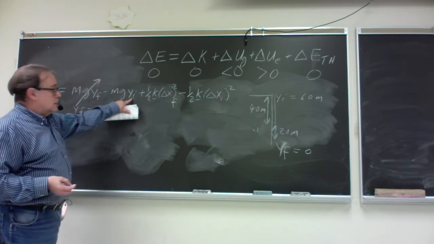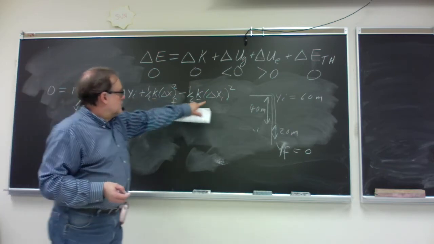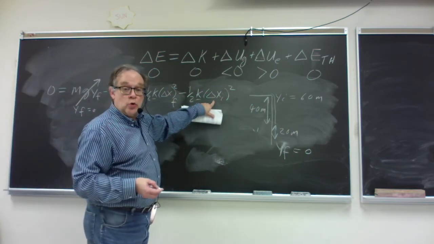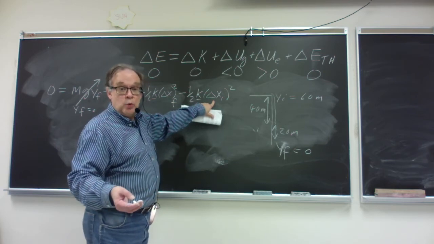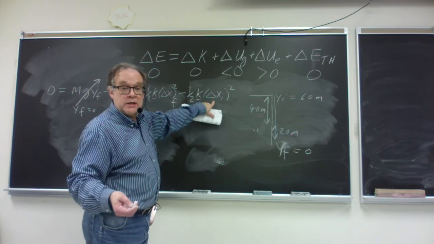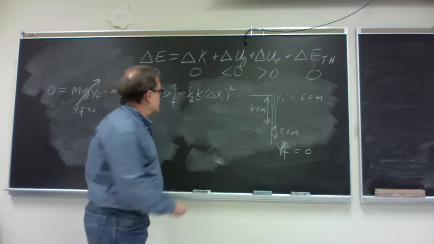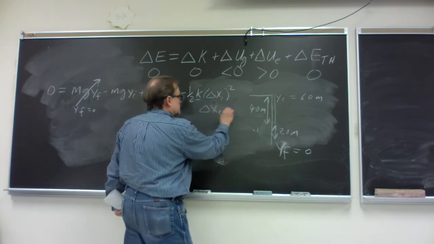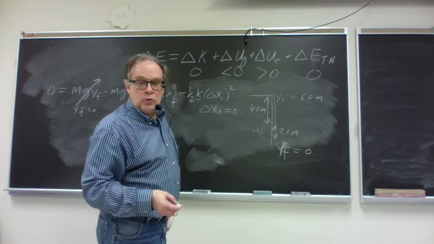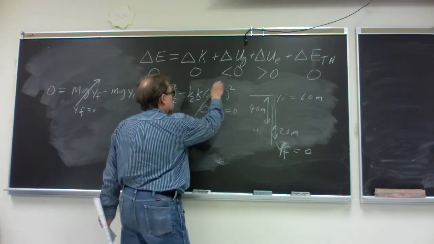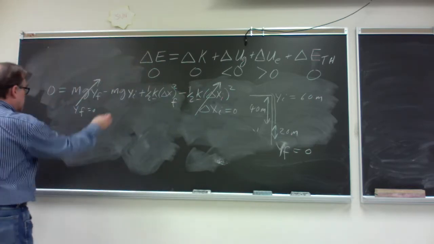And the initial elevation is 60 meters. And then the initial amount of stretching in the rope is also 0. The rope didn't start stretching until well after the start of this process. So in the initial state, there's no stretching. In the final state, there's 20 meters of stretching. Initial amount of displacement for the end of the rope is 0. So that whole term, the initial elastic potential energy is 0. Now we're just left with 2 terms.